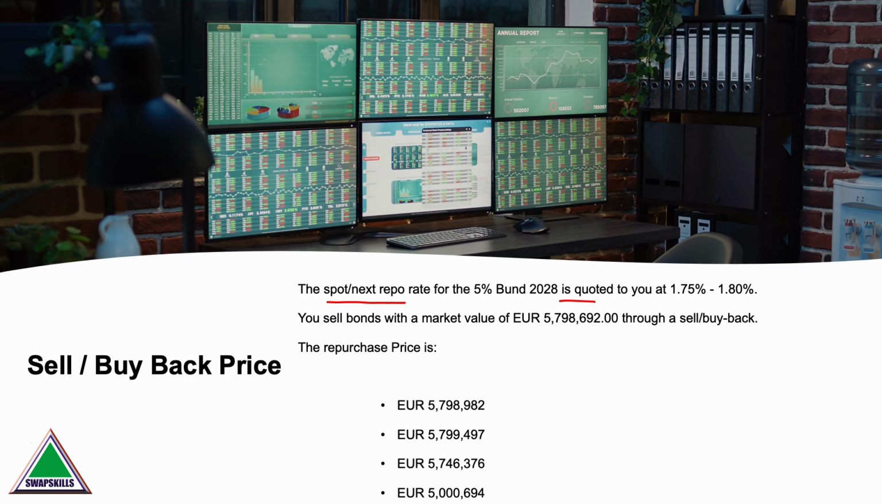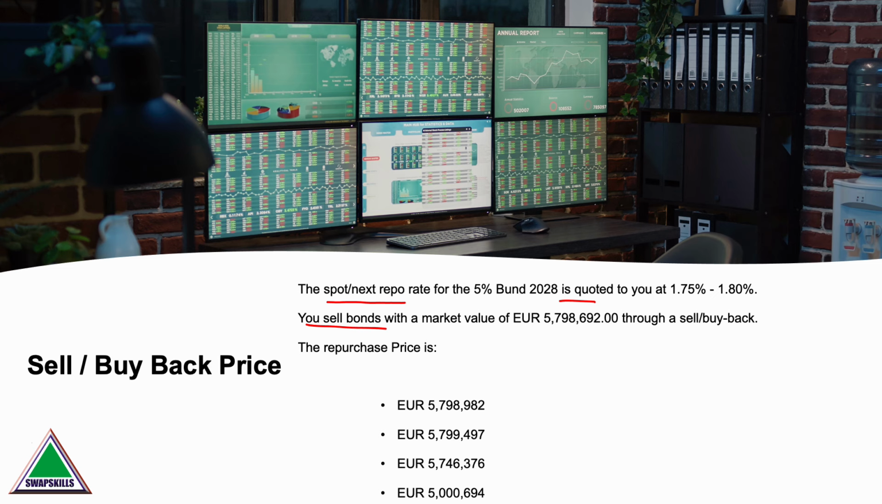So you're the price taker again at 175 to 180. You sell bonds. So you're selling bonds. What does that mean? Are you a borrower or a lender? If you're selling bonds, it means you're borrowing cash. So you're going to be borrowing money here for 1 day.